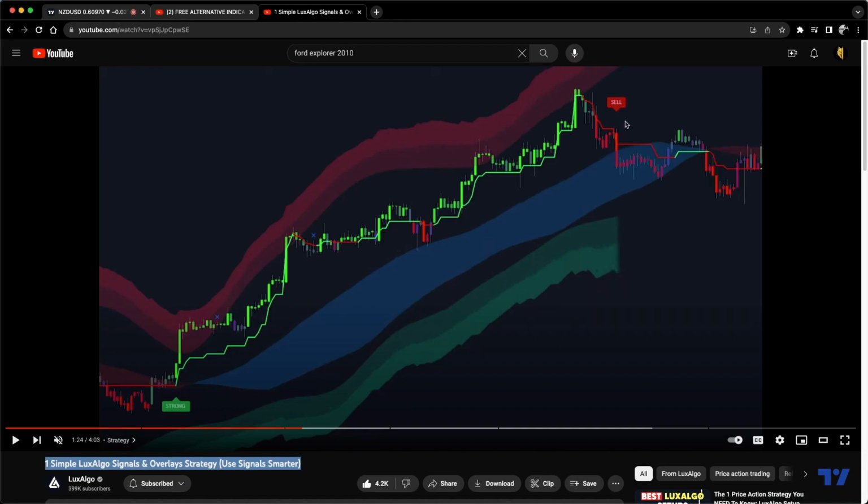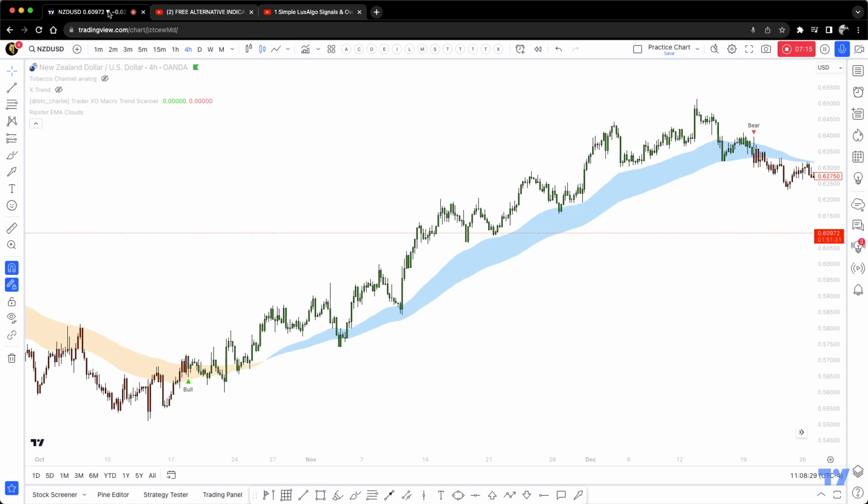But be careful, because it doesn't mean that you should be selling all the time or buying all the time. Just make sure to do your own due diligence by checking the price first. Maybe market structure. If the price is breaking structure to the upside, is there maybe a change of direction? A lot of things.